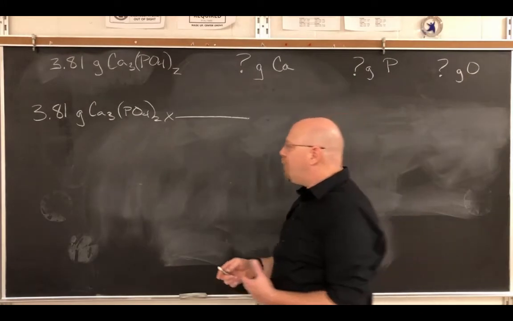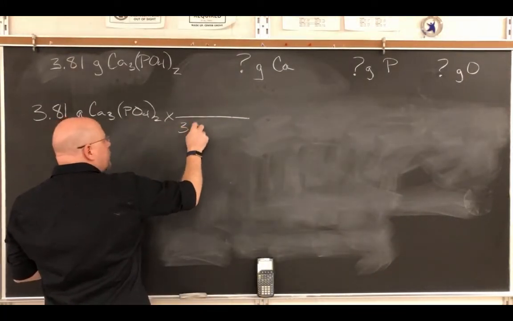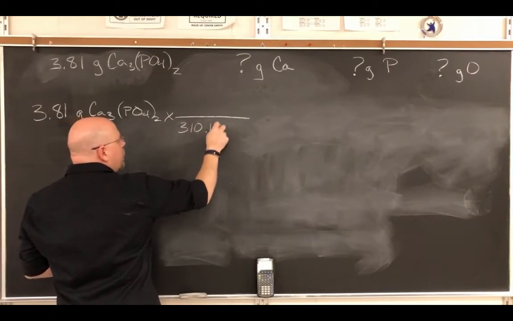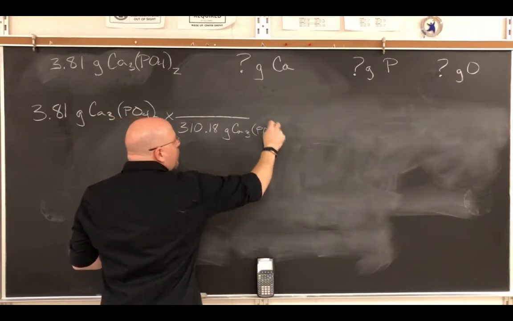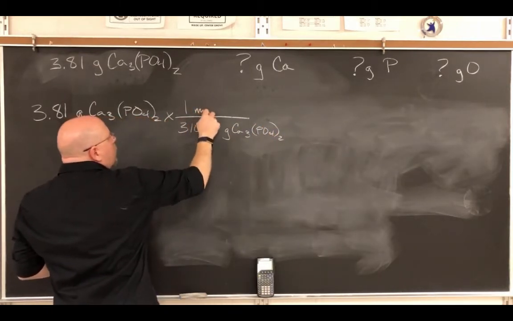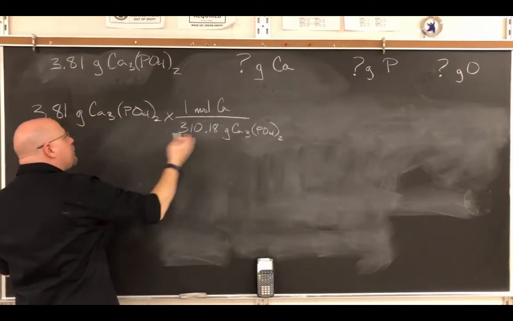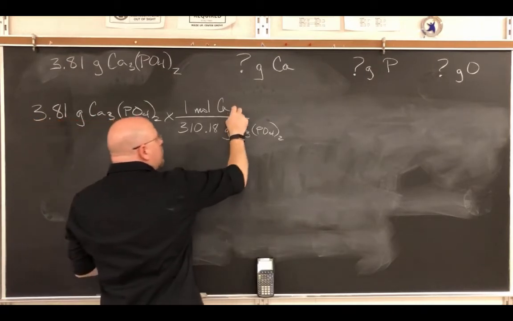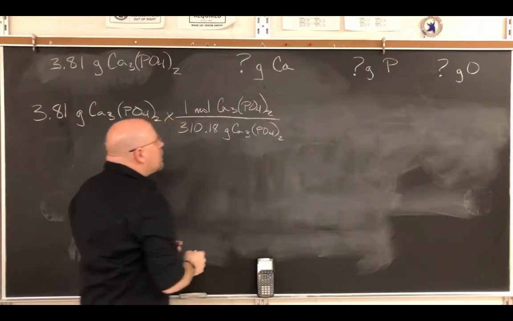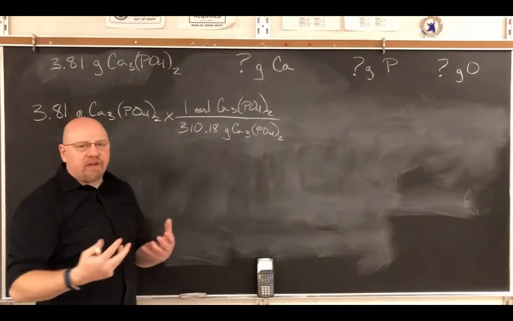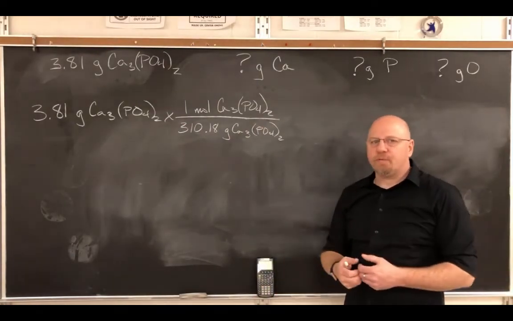So we look at the periodic table, we add up the mass of our calcium phosphate, and we see that is going to be a mass of 310.18 grams of calcium phosphate per 1 mole of calcium phosphate. Now, the reason why I'm putting the mass on the bottom is so that our units cancel out. And now we're in the unit of moles, which for us in chemistry is our primary way of converting between different substances within problems.